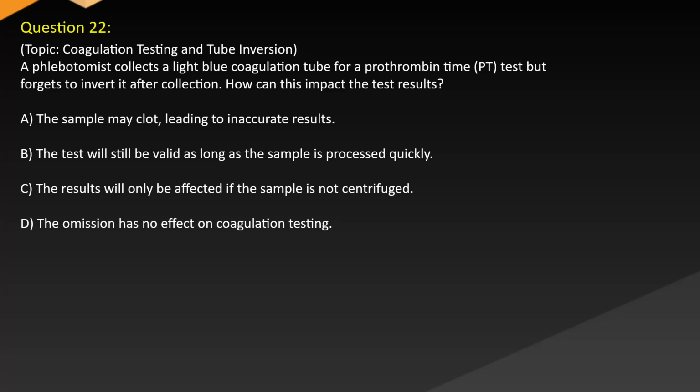Question 22. Topic: coagulation testing and tube inversion. A phlebotomist collects a light blue coagulation tube for a prothrombin time (PT) test but forgets to invert it after collection. How can this impact the test results? A. The sample may clot, leading to inaccurate results. B. The test will still be valid as long as the sample is processed quickly. C. The results will only be affected if the sample is not centrifuged. D. The omission has no effect on coagulation testing.